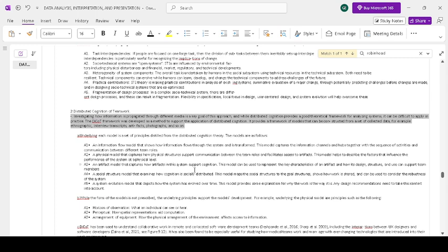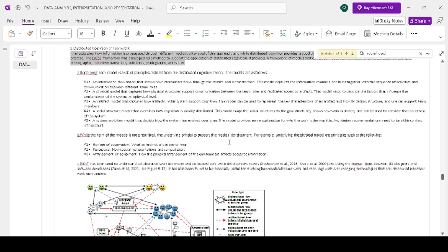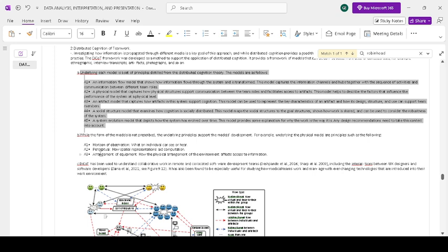So all the observation tools and the data gathering tools we discussed in the previous video can be applied on the distributed cognitive framework that we've discussed also in the previous video. So it's like an expansion of that. So it's more complex. Underlying each model is a set of principles derived from the distributed cognition theory. The models are as follows.